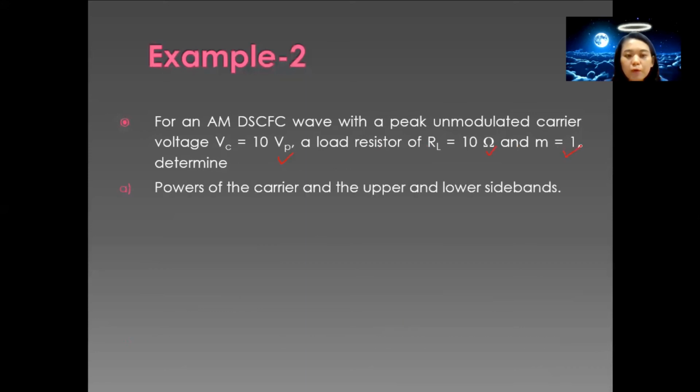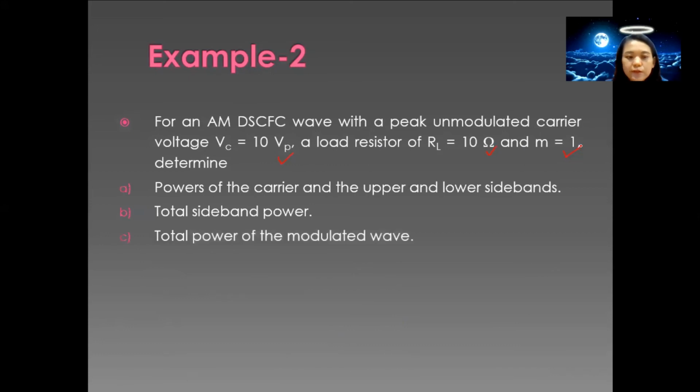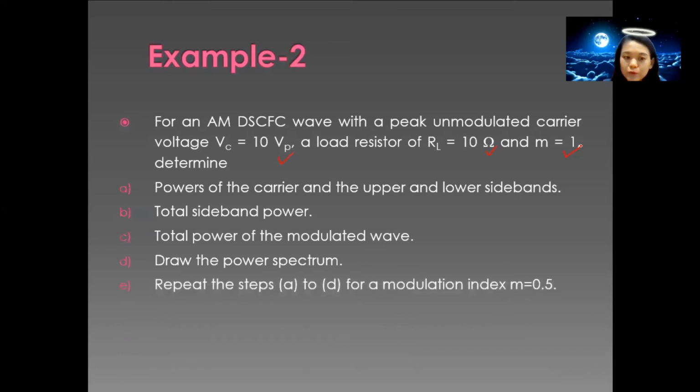Then determine the power of the carrier and the upper and lower sideband. B, find the total sideband power. C, find the total power for the modulated wave. And D, draw the power spectrum. For this A, B, C, D, we can use the formulas I told you just now. Then we repeat steps A to D when the modulating index is equal to 0.5.